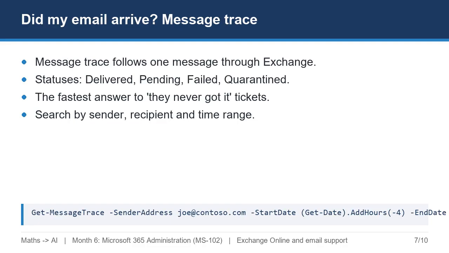Here's the tool that saves your day, Message Trace. When someone says I sent it an hour ago but they never got it, Message Trace follows that specific message through Exchange Online and tells you exactly what happened. The status will read delivered, pending, failed, or quarantined. You can run it in the Admin Center, under Mail Flow, Message Trace, or with Get-MessageTrace in PowerShell. Set the sender, recipient and a time window, and search.